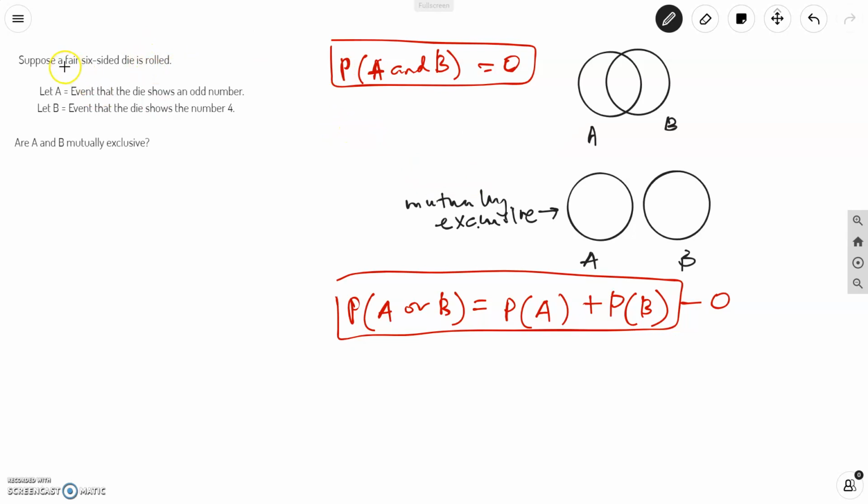So right ahead, we're going to look at this example right here. Suppose a fair 6-sided die is rolled. Let A be the event that the die shows an odd number. Let B be the event that the die shows the number 4. Are A and B mutually exclusive? And so here, we can simply just think this through. You can't be an odd number and be 4 at the same time. So A and B are, yes, mutually exclusive, because they cannot occur at the same time.